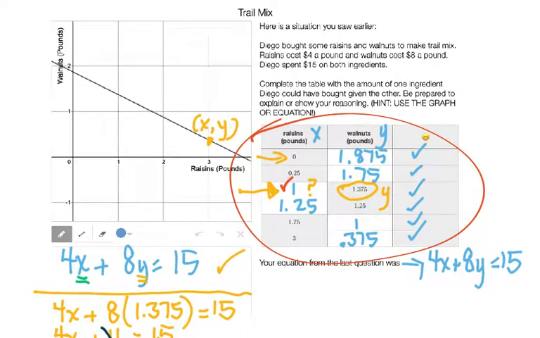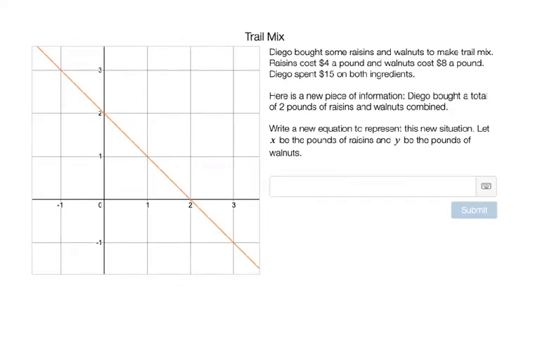So we figured out these are all the possible combinations that sit on this graph. So this means this is 0 and 1.875. This is 0.25, so it's probably about right there, right? And I can go all the way down, all of those points that sit on the line. All right, moving on. Now, take a look. Same graph, same equation, but now we've got a different situation.